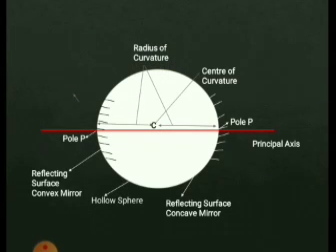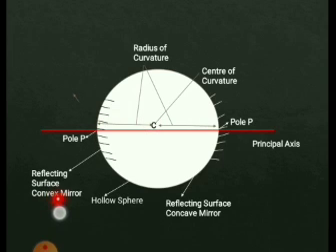Now, since I am considering the whole thing as a hollow sphere, this concave mirror is a part of an imaginary hollow sphere. Since it has a center of curvature, it would obviously also have a radius of curvature. So what exactly do we mean by radius of curvature? It is simply the distance between the pole and the center of curvature.